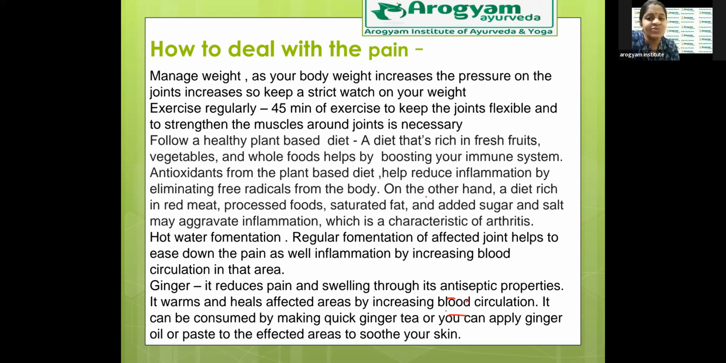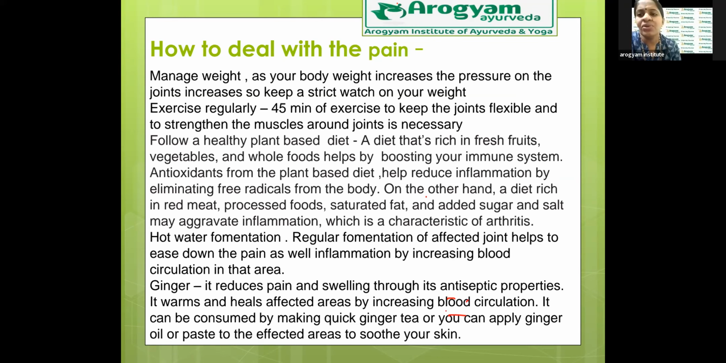Okay. Then आहार में क्या क्या लेना होगा हमें? Ginger, देखिए, this is called as विश्वौषध. Ginger reduces pain and swelling through its antiseptic properties. It is universal medicine. Remember, ginger is considered as universal medicine. It warms and heals affected areas by increasing blood circulation.